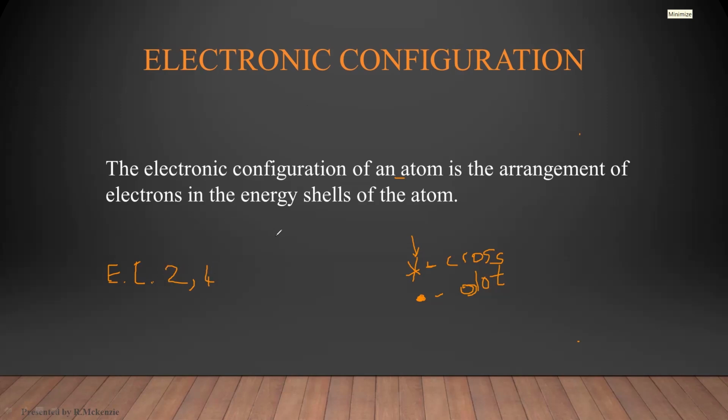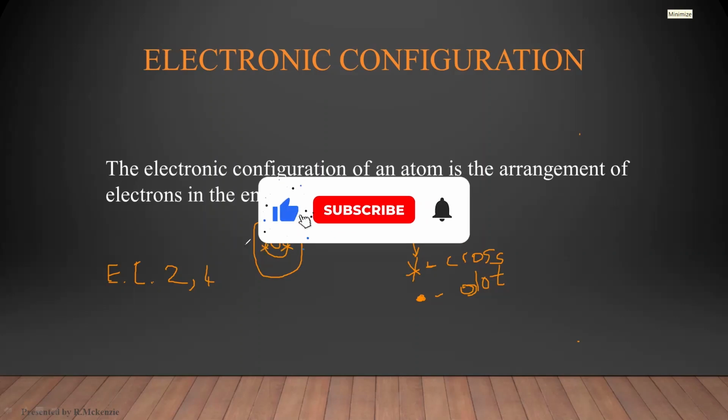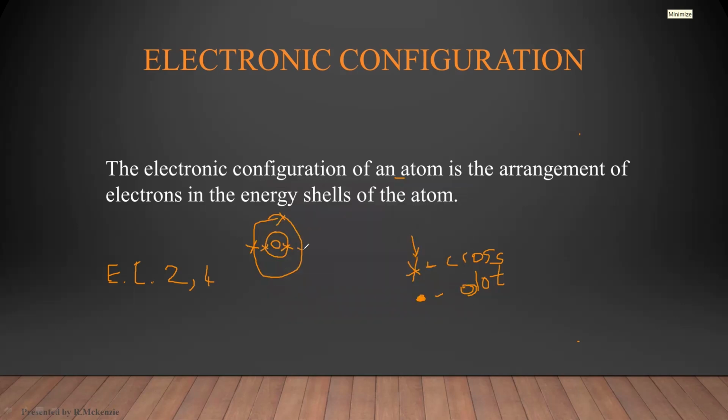So for example, let me give you a quick demonstration here. In other words, you're just writing what's on each shell in the structure. So for example, 2 electrons is on the first shell after you draw it, and then on the second shell you have 4. So it would be something similar to this, right? You're just writing what's on each shell. That's what we mean by EC.